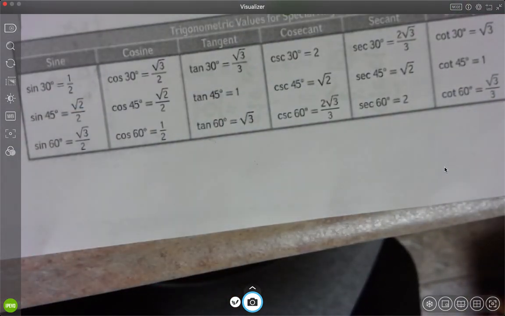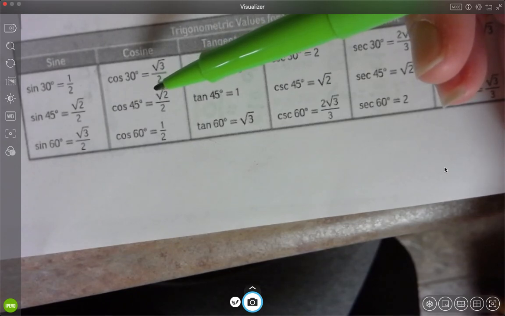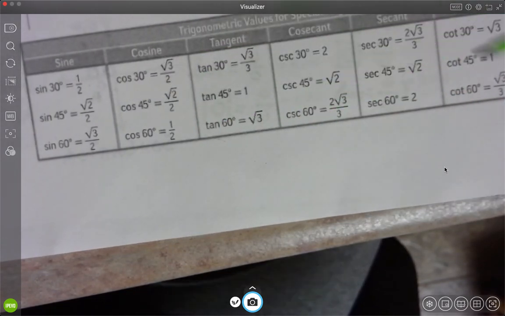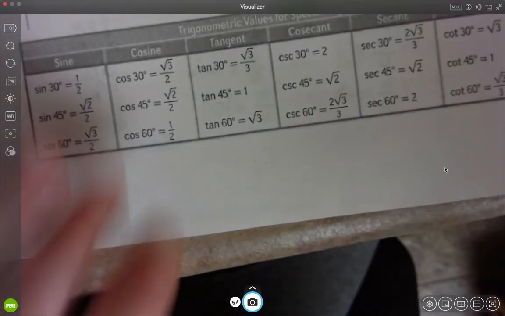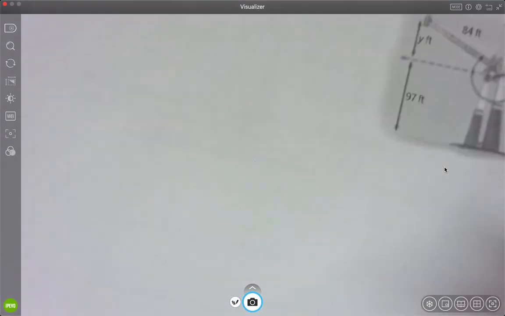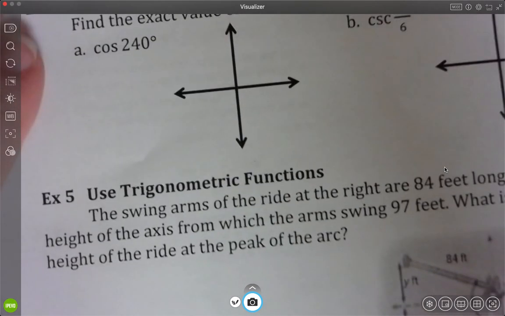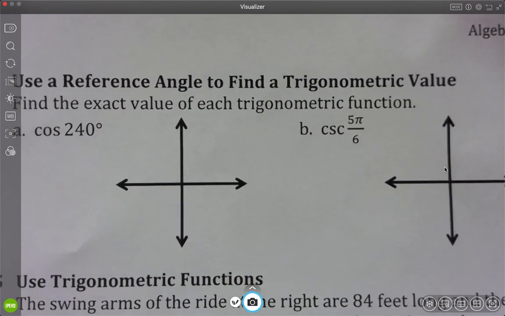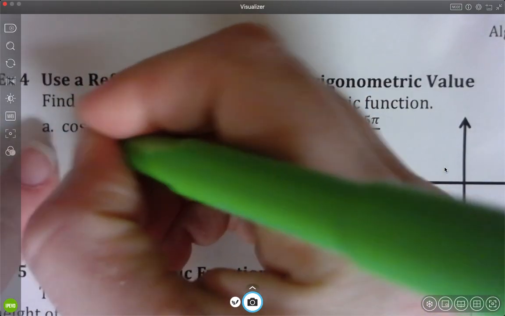So this is cosine of that 30, 45, and 60. This is tangent of that 30, 45, and 60, etc. Right? Okay. So how is this going to play out? What are they going to have us do? They say find the exact value of each trig function. So they're wanting us to do cosine of 240 degrees.